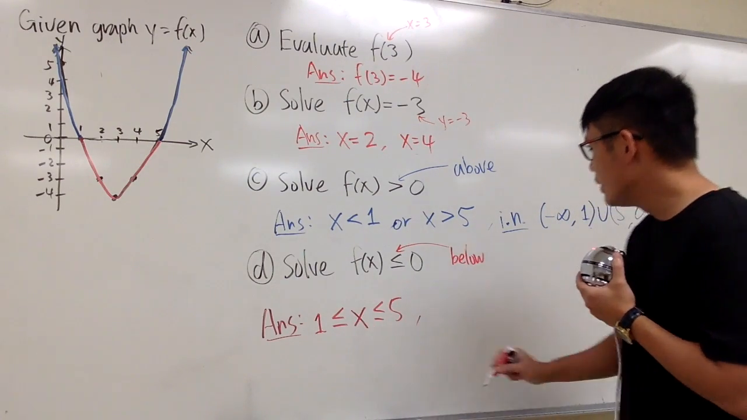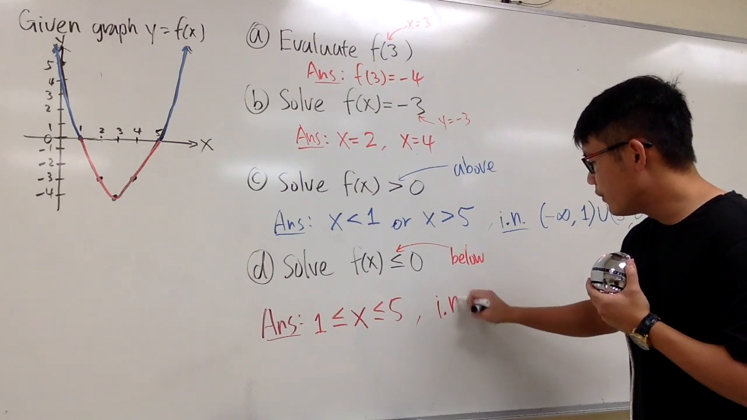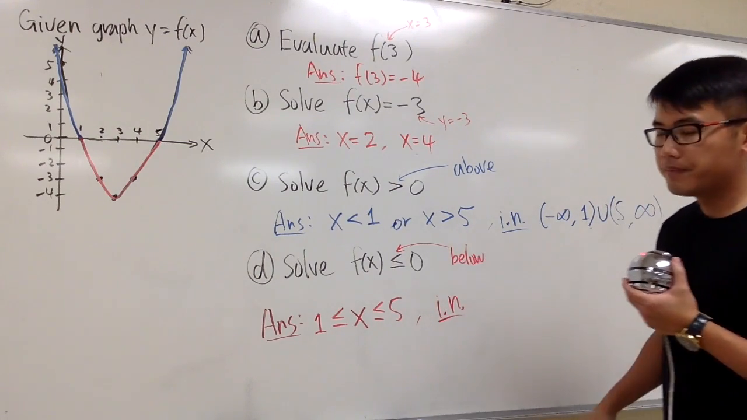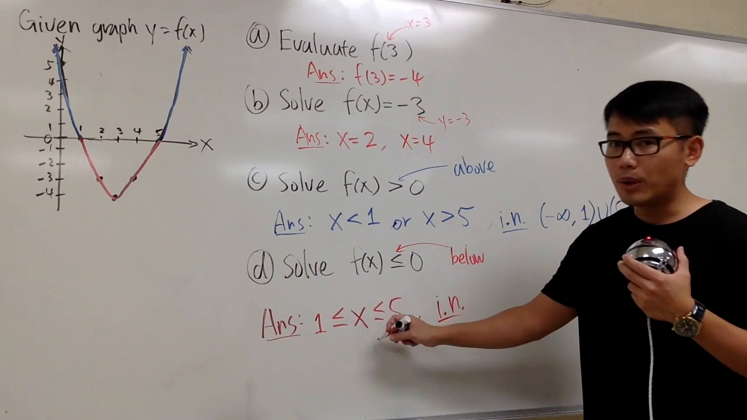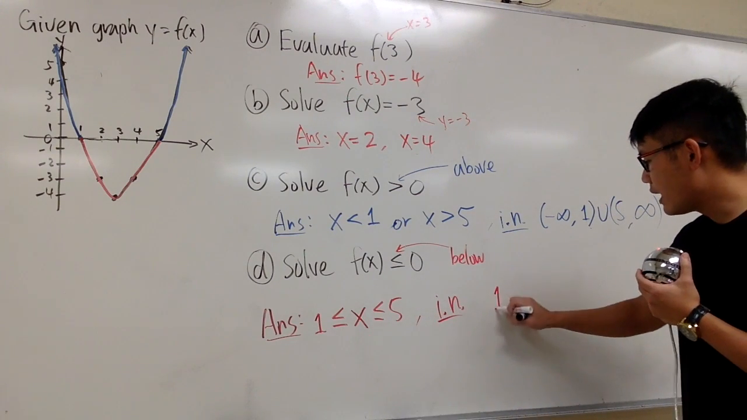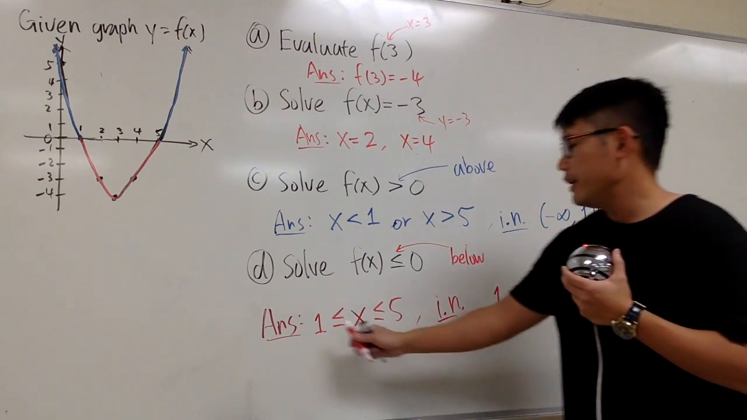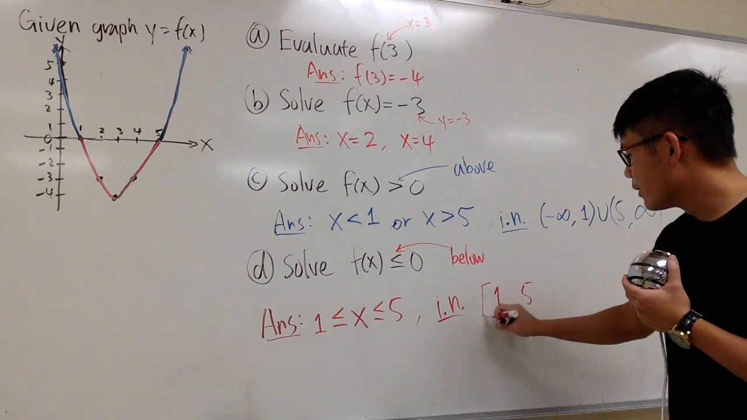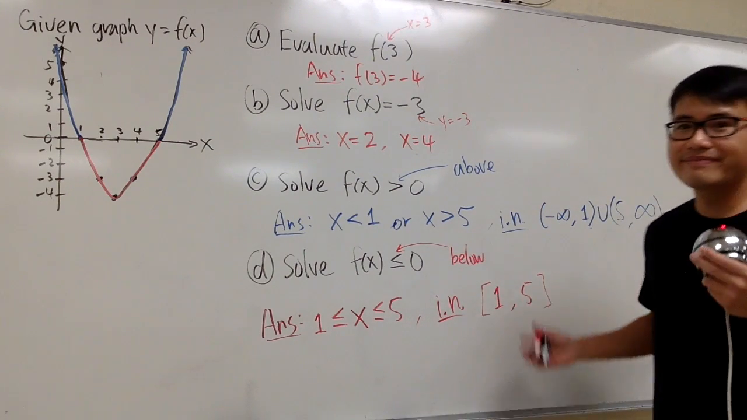At the end, we are also going to write the interval notation for this inequality. So this is just going to be one piece, right? Therefore, we have 1, 5, including 1, including 5. So square bracket, square bracket. So this is it.